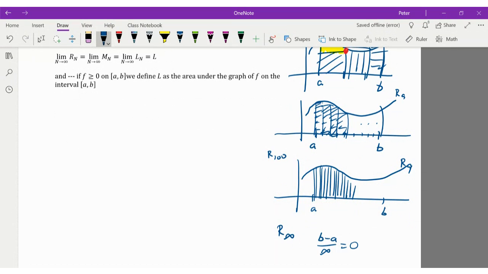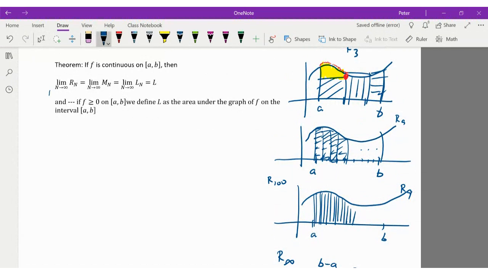But what I can do is define them as a limit. So I can say the limit of Rn as n approaches infinity. And I can do the same with the limit of Mn, the midpoint approximation, and the limit of Ln, the left endpoint approximation. This theorem says that if f is continuous on [a, b], then all three of these approach the same number, and we simply define that number, at least as long as f is a positive function, as the area under the curve.